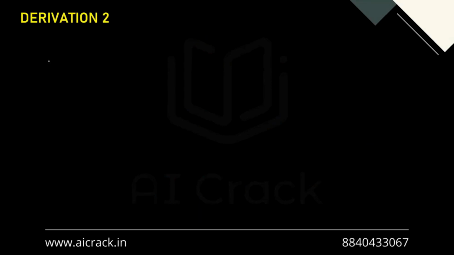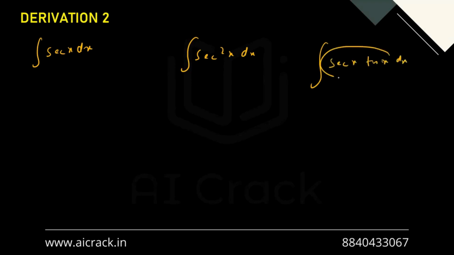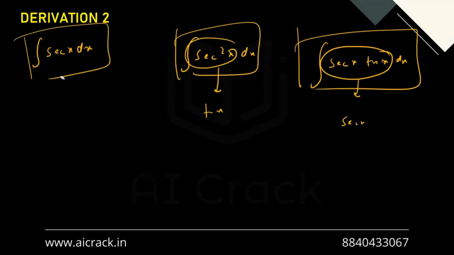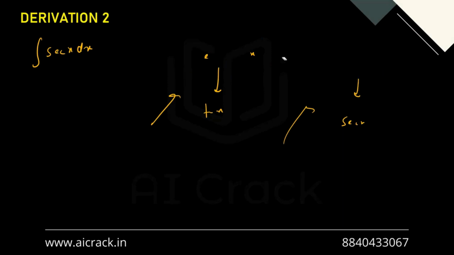And now let's derive the third one, that is integral sec x dx. Now we know that sec x and tan x are highly related in terms of derivatives, right? We also know the integral of sec square x dx. We also know the integral of sec x tan x dx. Why? Because sec x tan x is the derivative of sec x, and sec square is the derivative of tan x. So based on the reverse differentiation formulae, we know this one and this one too. But we don't know this one. So we can utilize this one and this one to find this one. Let's see how.